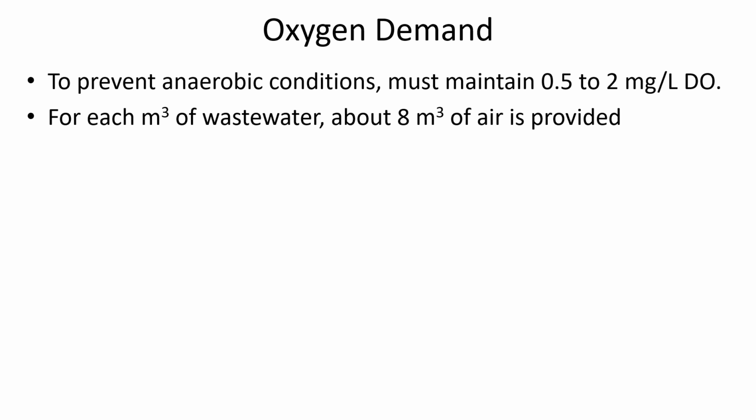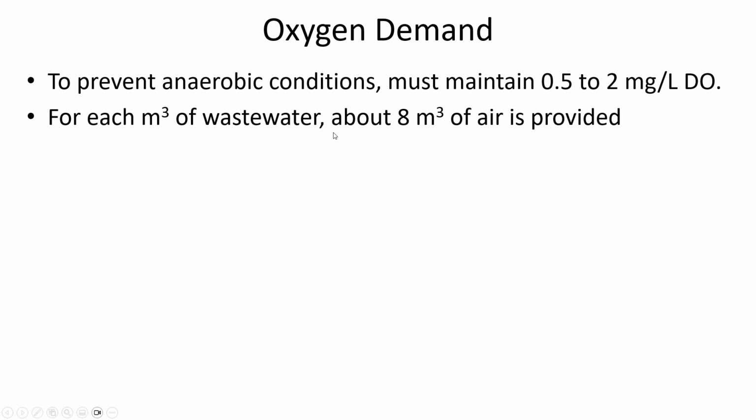And to try and prevent anaerobic conditions, it's important to keep the oxygen between 0.5 to 2 milligrams per liter. Any less than that, and you risk there being portions in the aeration basin that don't have any oxygen, and if there's an anoxic zone, then it can produce really bad odors, and the rate of BOD removal slows down dramatically.